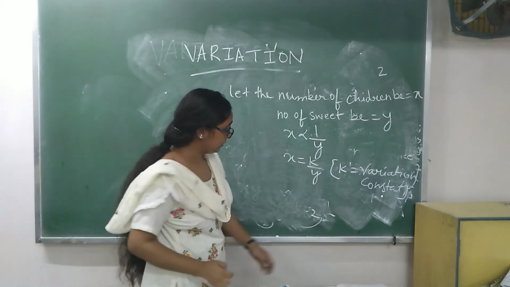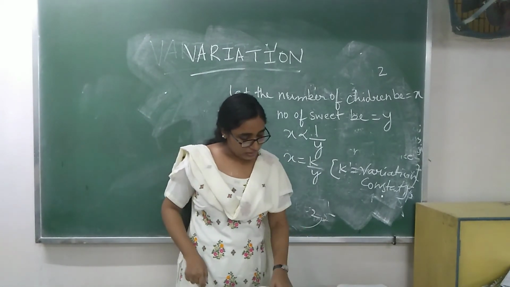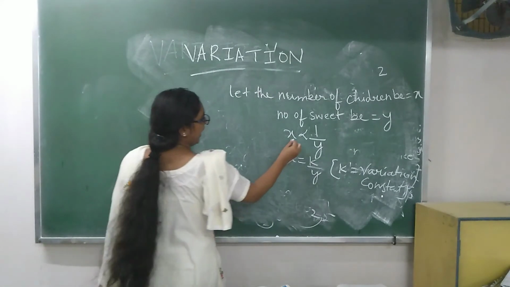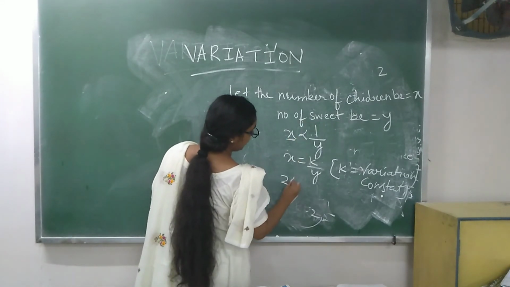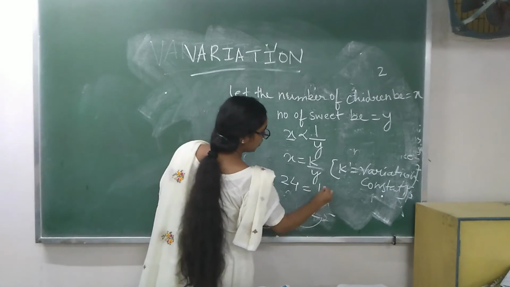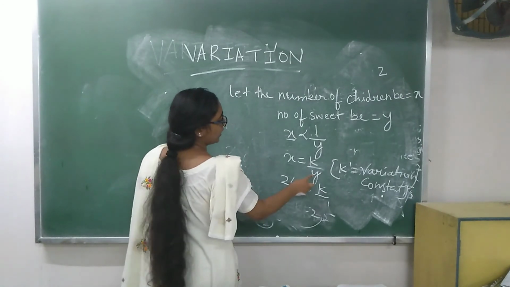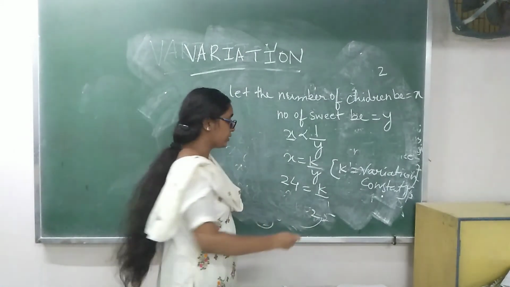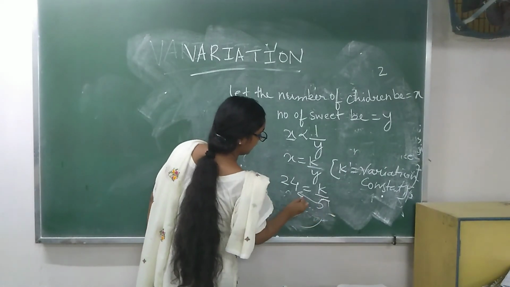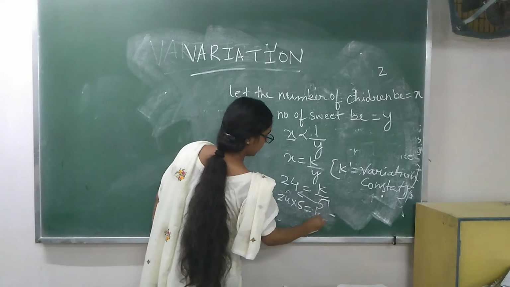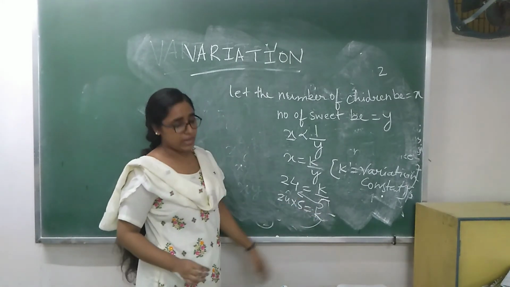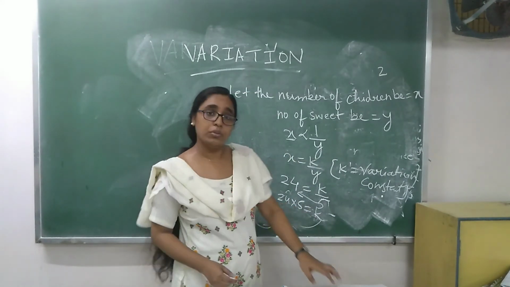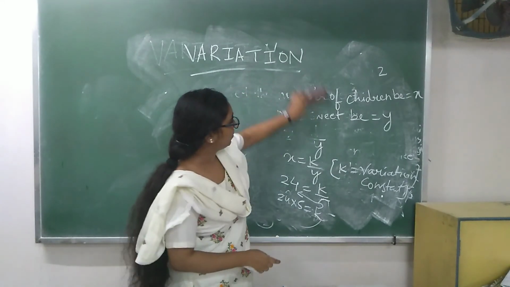Now see this. What are they telling? A box of sweets is divided among 24 children. How many children are there? 24. Means the x value is given as 24. So in place of x you will write 24. The k value you don't know. And when there are 24 children, what is the value of y? Each child is getting how much? They will get 5 sweets each. So this 5 will come here: 24 into 5 equals k. I am not multiplying, but we can multiply also. Now the first part is complete. We got the k value as 24 into 5.